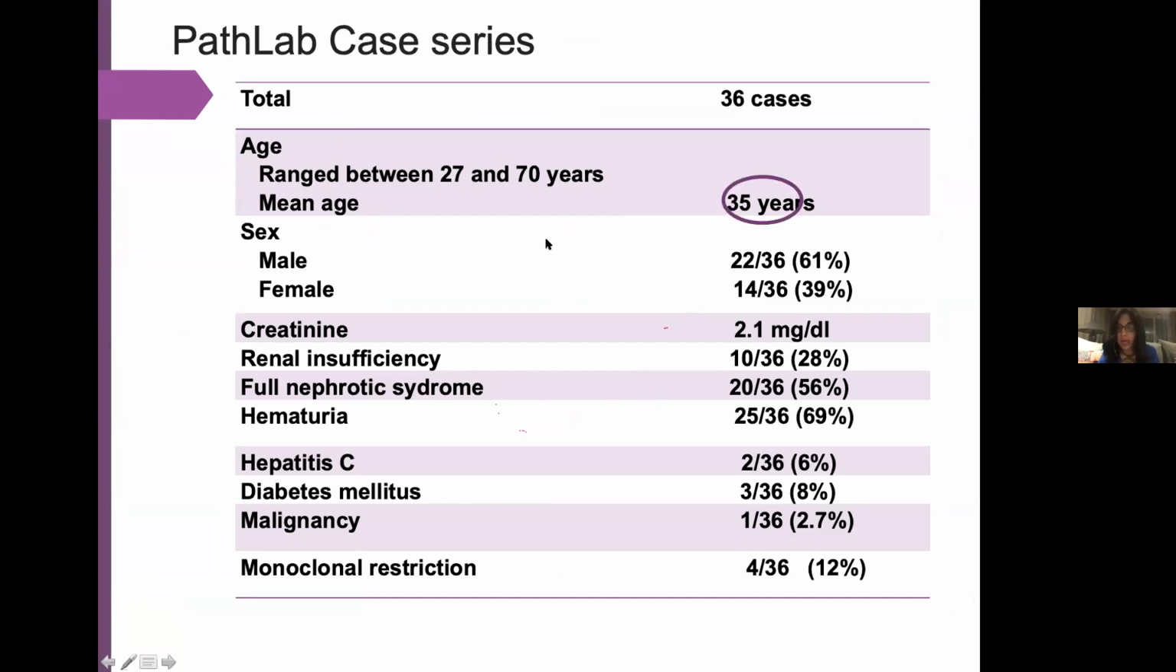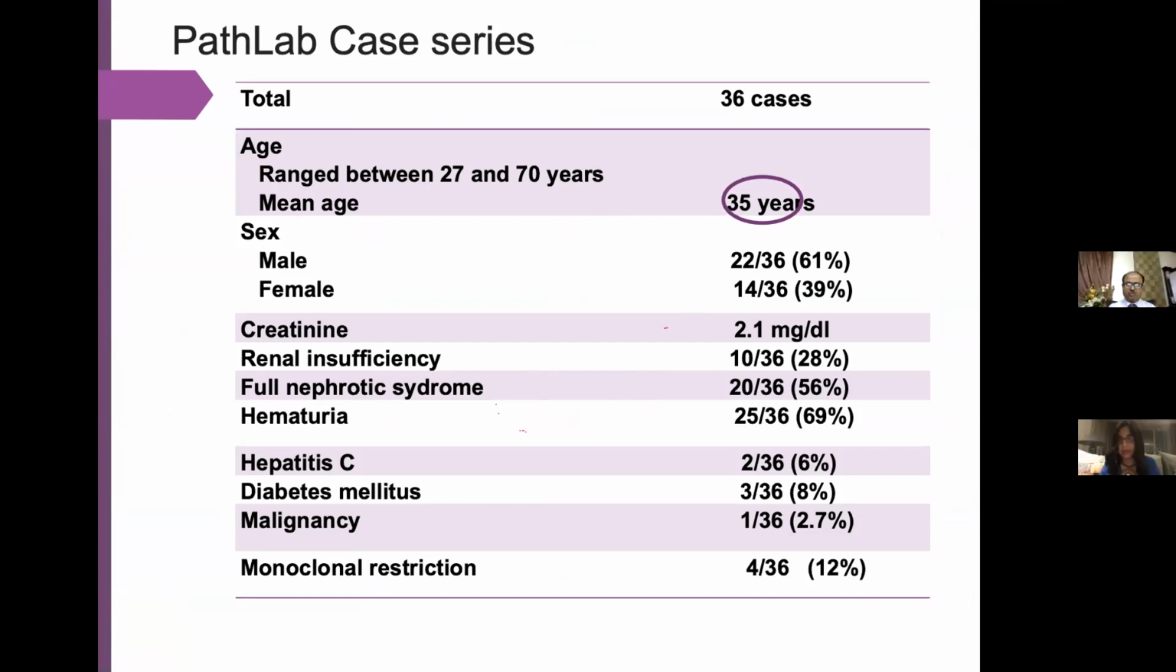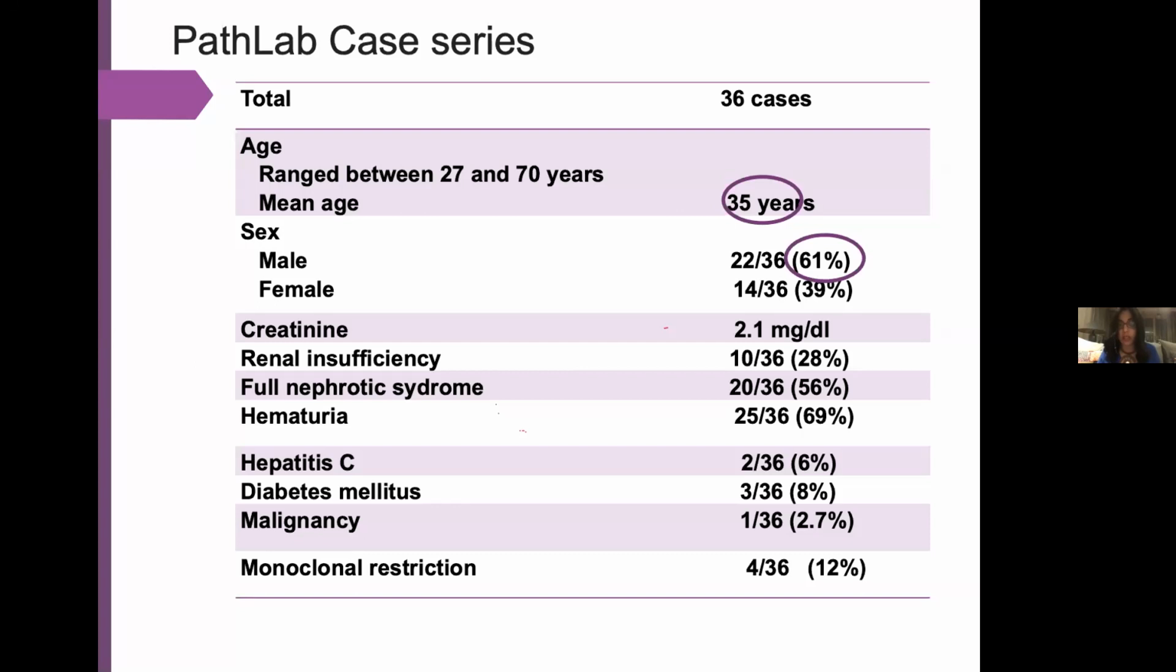Look at the mean age. It's 35 years old. It's not even close to 50. So the mean age of our patients with fibrillary GN is actually 35. The second major difference between us and the West is that we had a male predominance. 60% of our patients were male, although they had 66% of them were females.